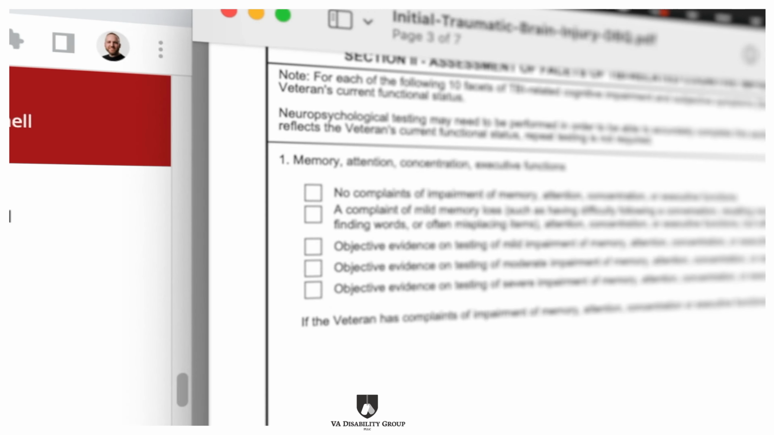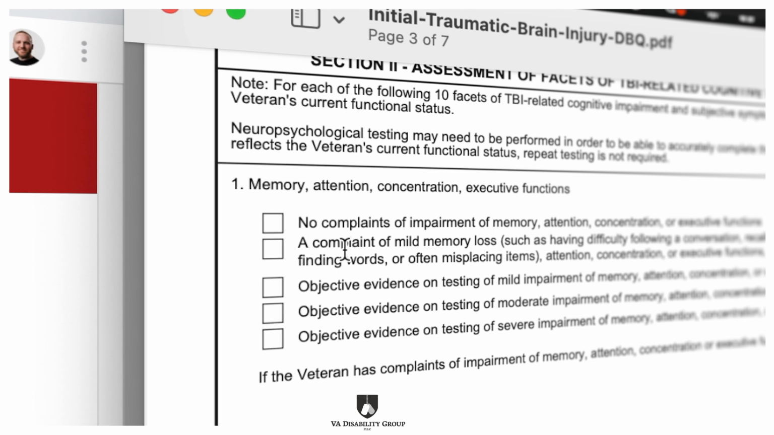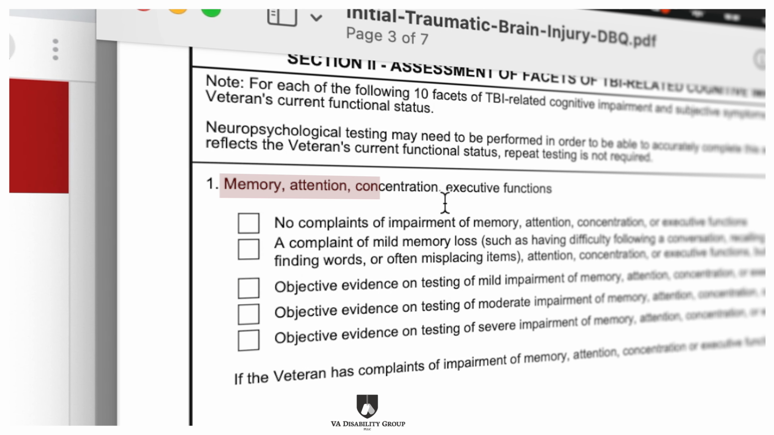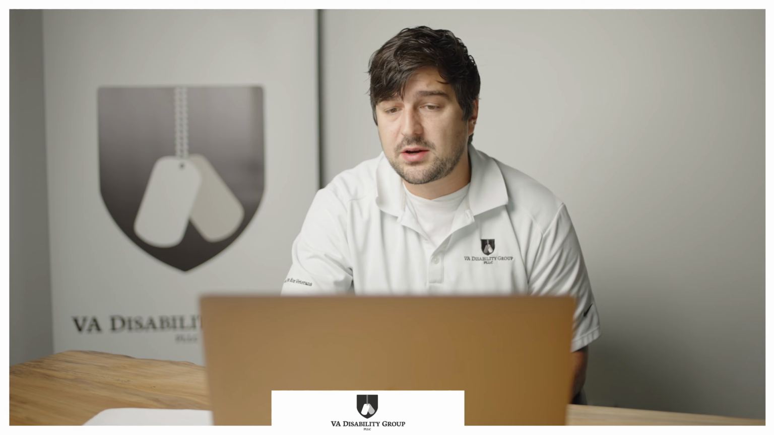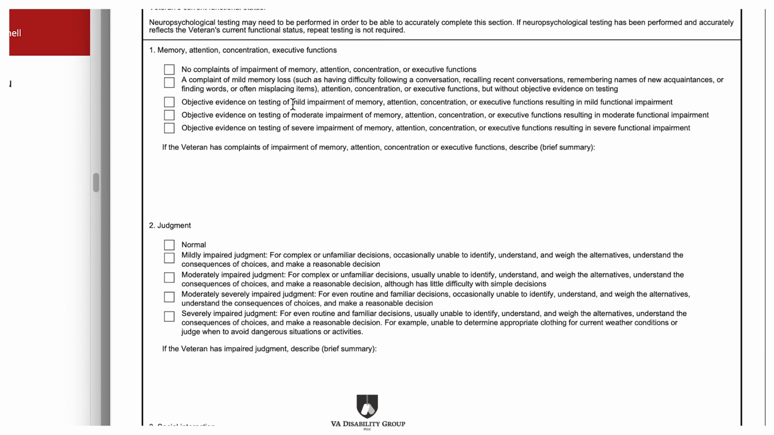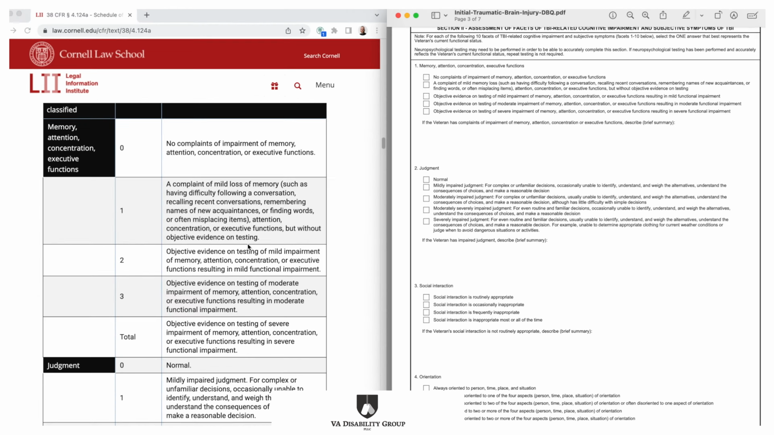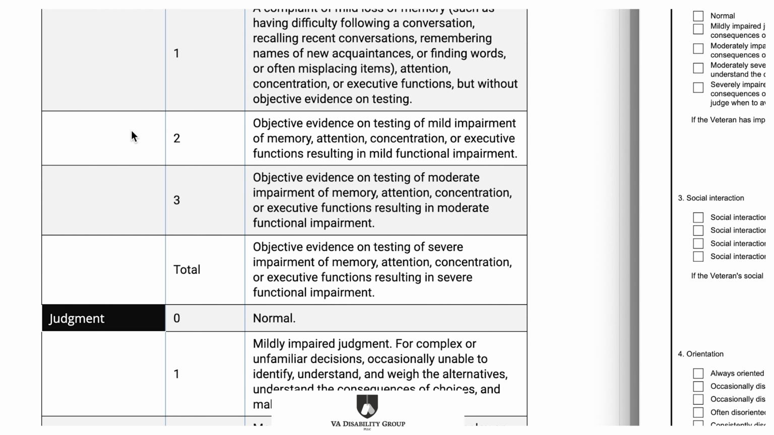On the right side of my screen at the top here, we see those words again: memory, attention, concentration, and executive function. The examiner might check here, objective evidence of testing on mild impairment of memory. So we look over to our table, objective evidence of testing and mild impairment of memory is at number 2. So if that's a number 2, as we've discussed before, a 2 will give you a 40%.